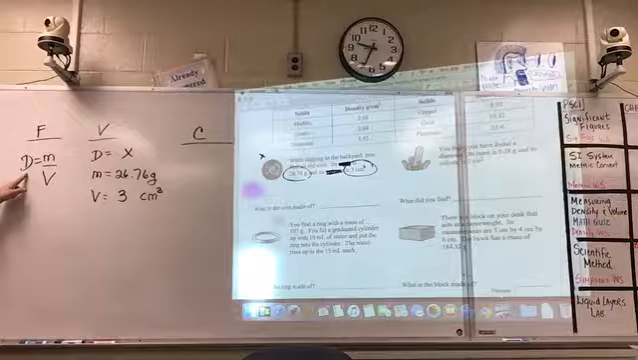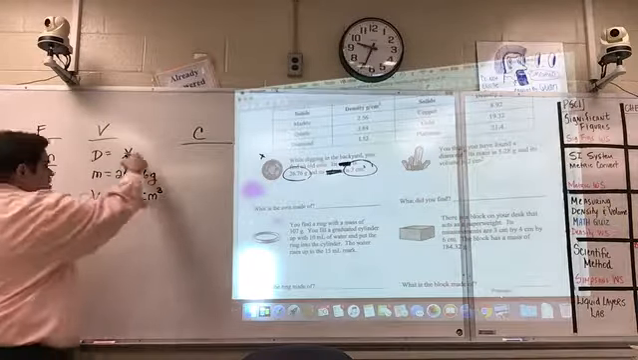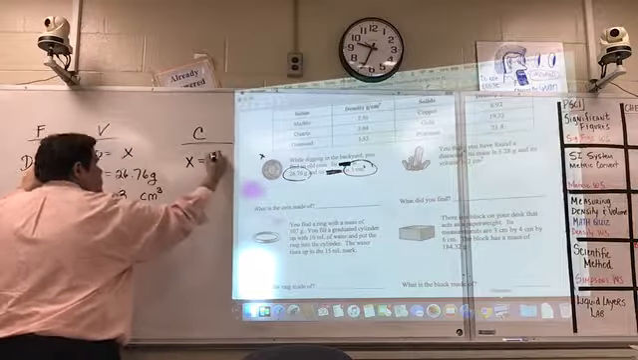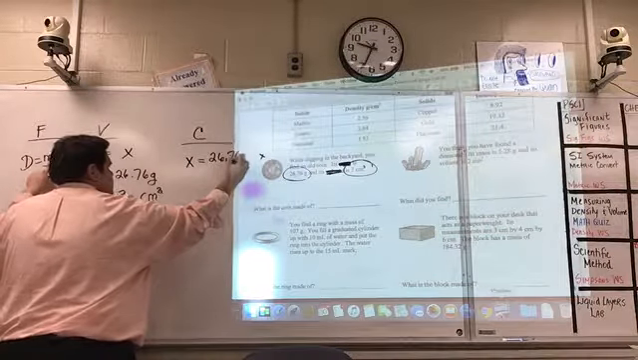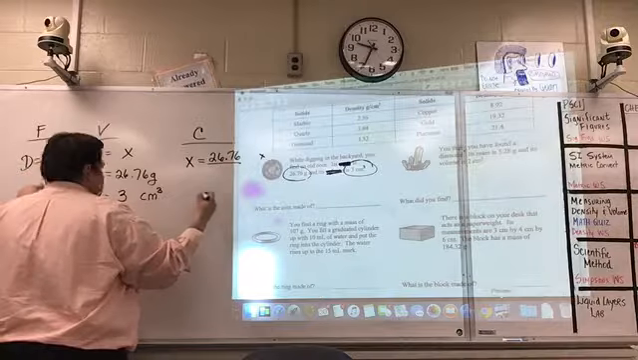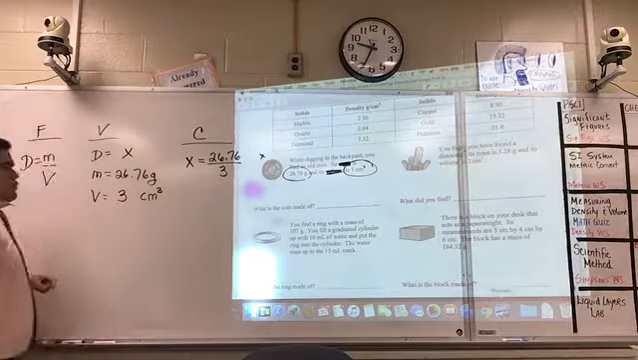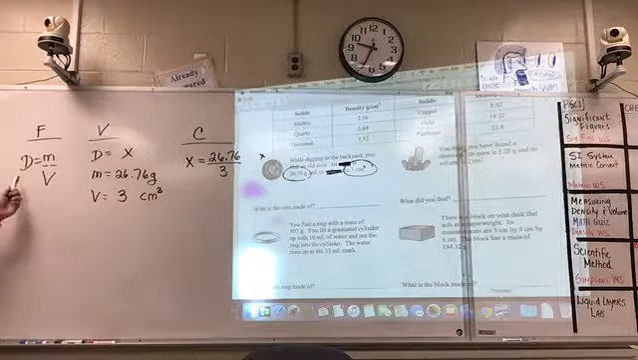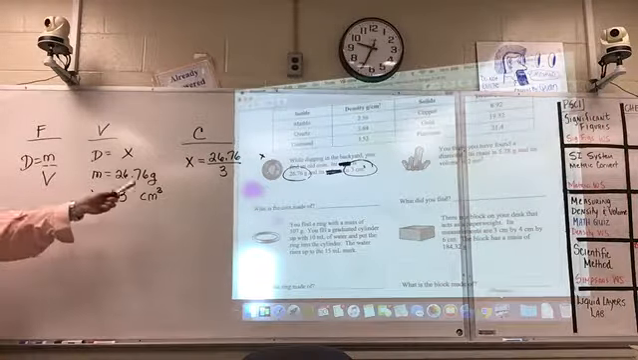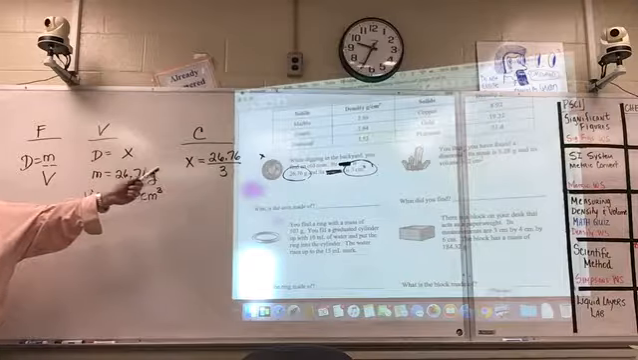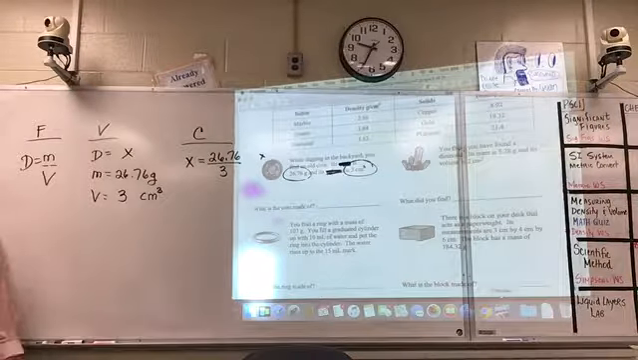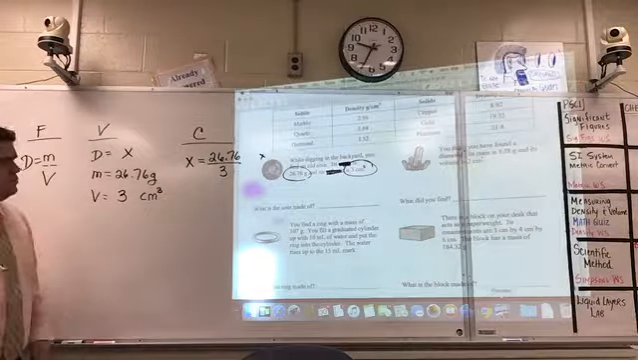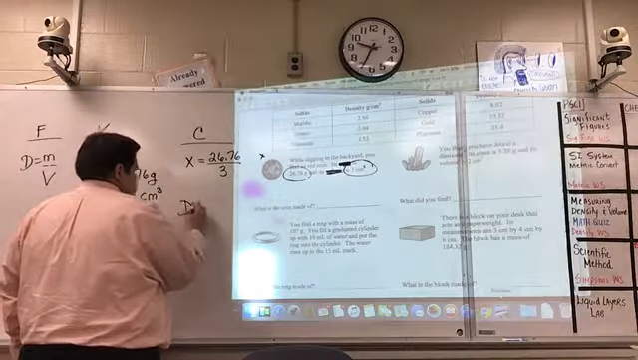Do I have a D? No. So what did I use for D? X equals M. Do I have an M? Yes, 26.76. Right? V. Do I have a V? Yes. So notice when you plug in the numbers into the formula, it looks just like an algebra problem. Okay? So when you do that, what do you get? 8.9. Okay, hold on. Density equals what?